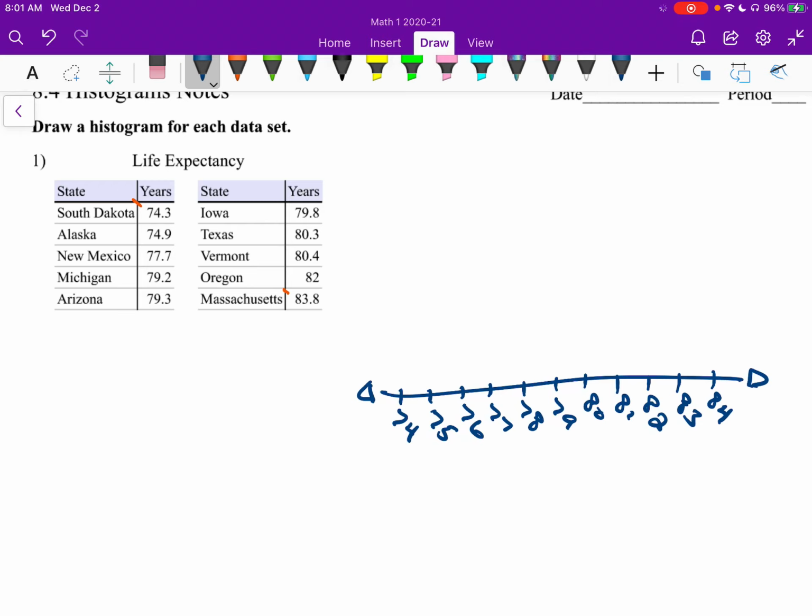Now what we're going to be doing is drawing our bars, and they're going to look something like this whenever we're done, right? Oh, and I forgot to draw this piece. We have to have the other axis, and this is how often something happens. So I can have 1, 2, 3. I think we're only going to need 3 for this one.